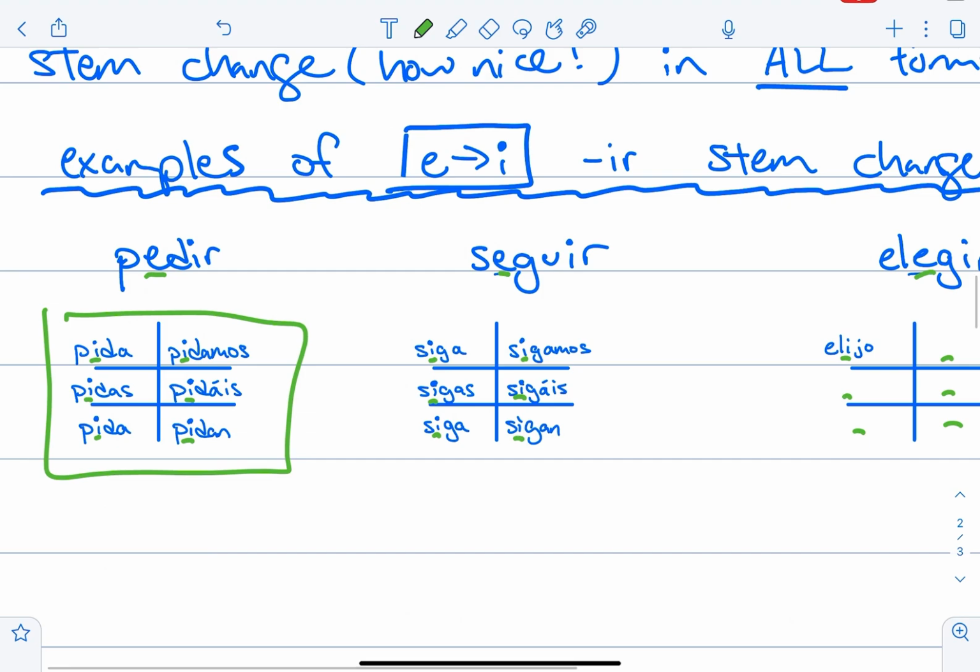Couple definitions if you don't know them. Pedir is to ask for. Seguir is to continue or to follow. And elegir is to choose.